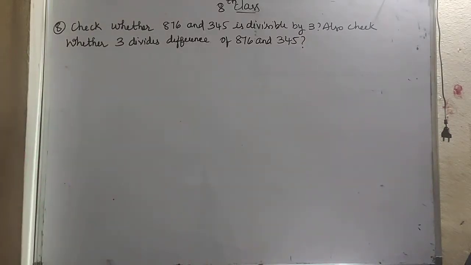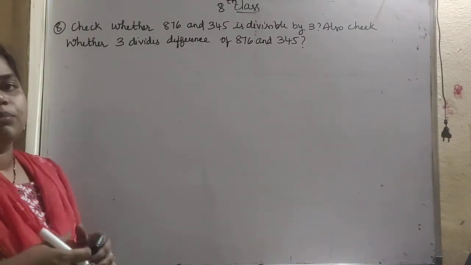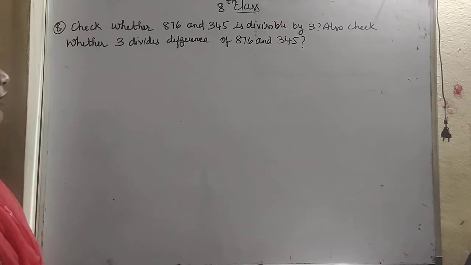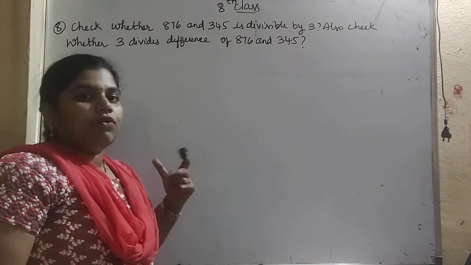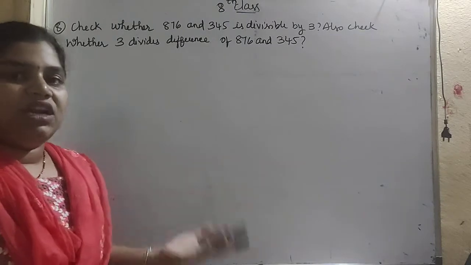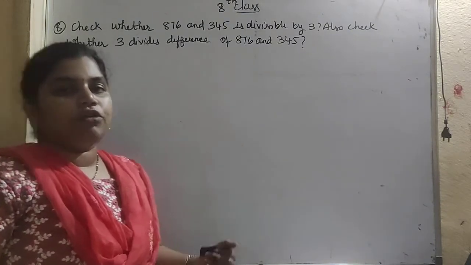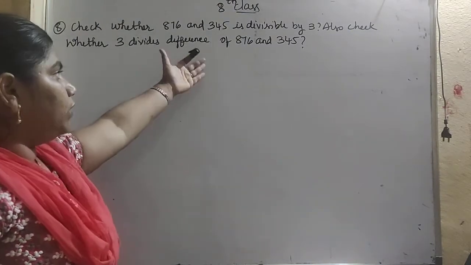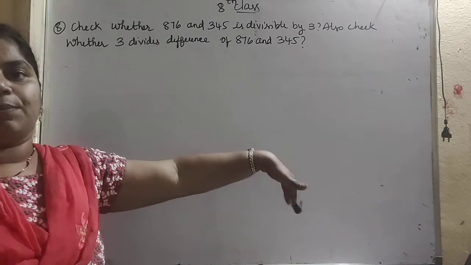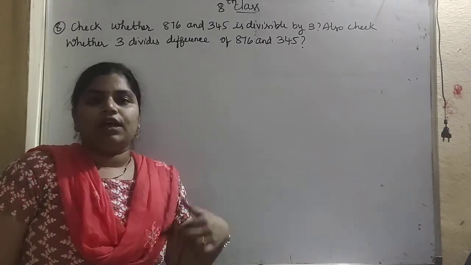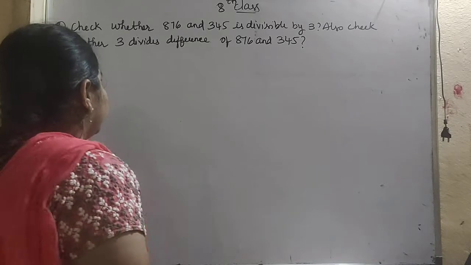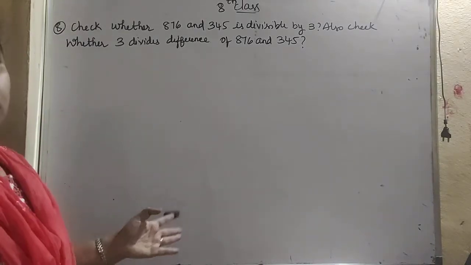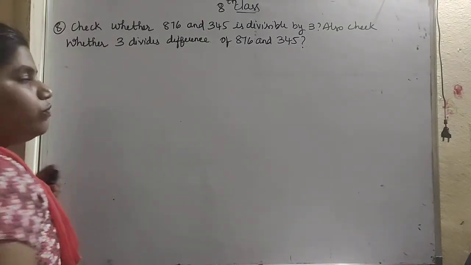In the previous problem we checked the sum of two numbers. Here we are checking the difference of two numbers. That means after subtracting the two numbers, we have to check whether the result is divisible by 3 or not. So individually we have to check, and after subtraction we also check the result, with 3. We have to apply the divisibility rule of 3.